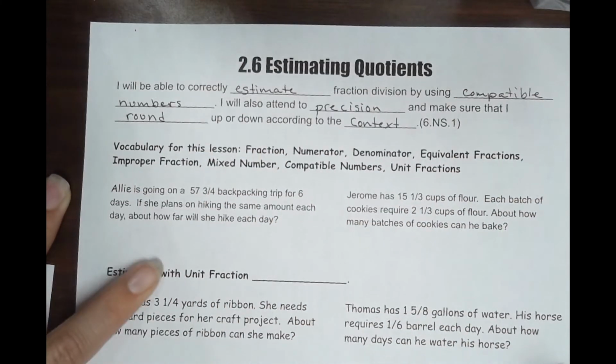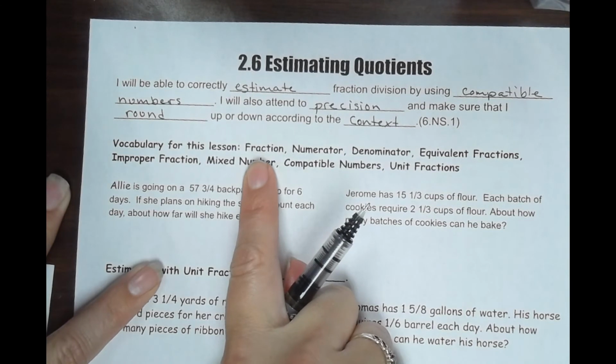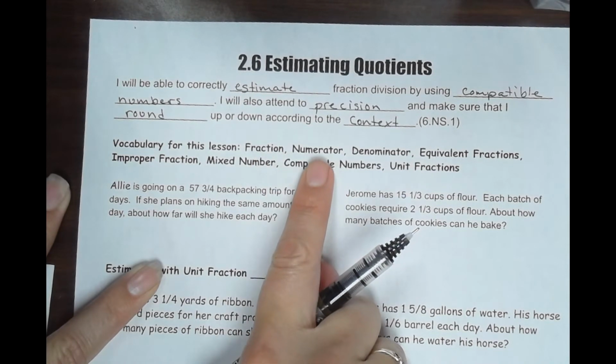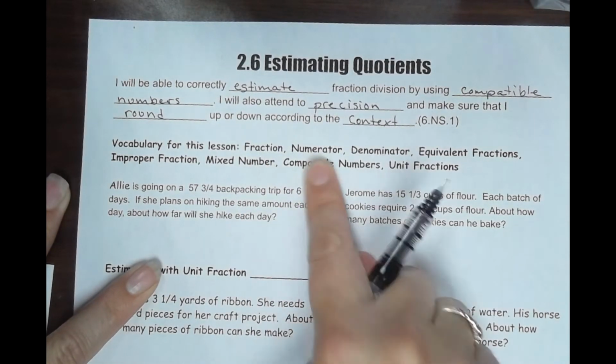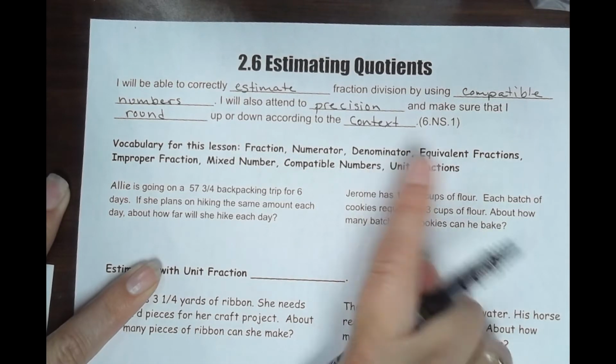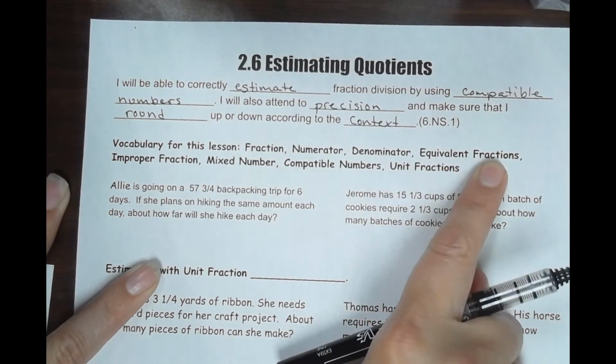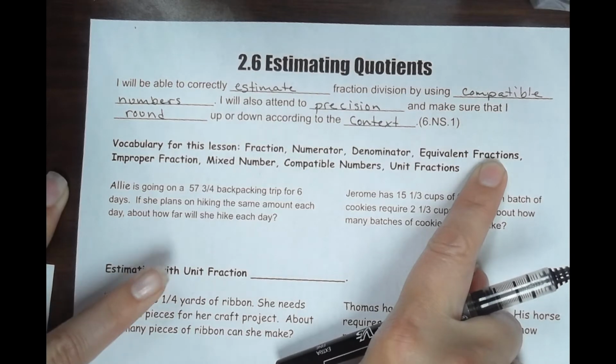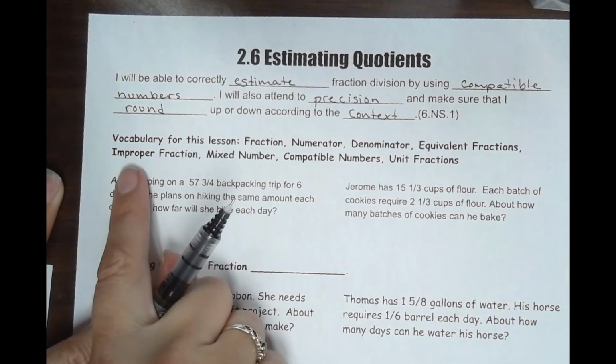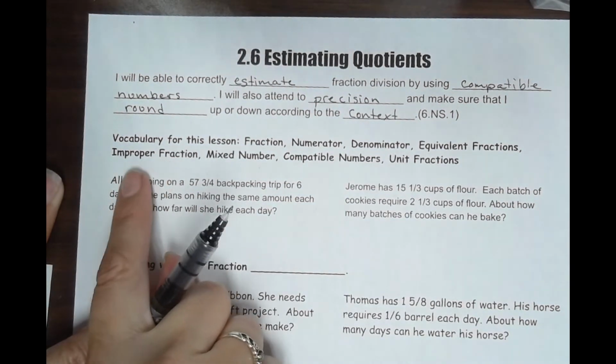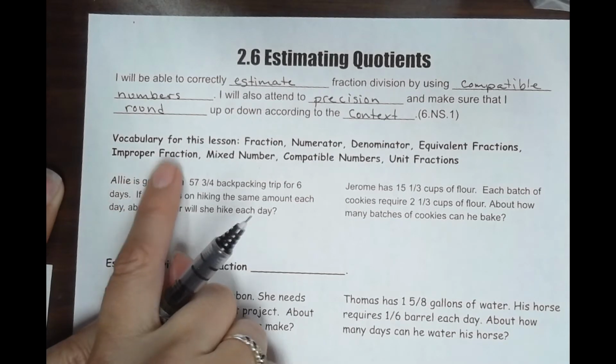Okay, just a quick vocabulary review. A fraction is part out of a whole. Numerator is the top part of the fraction. Denominator is the bottom number on the fraction. Equivalent fractions are equal to each other but have different numerators and denominators. Improper fraction. The improper fraction has a numerator larger than the denominator.